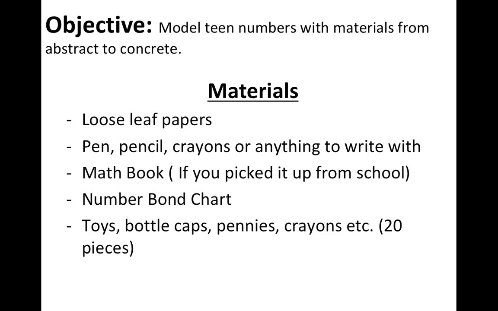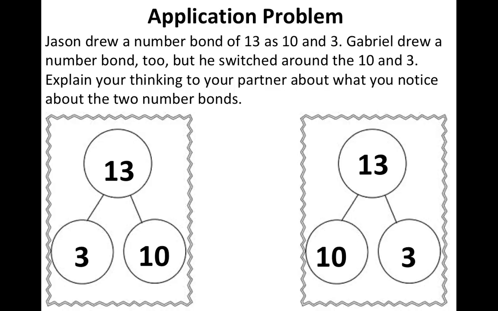Going back to the objective, what I mean by teen number is the numbers that have the word teen in it. For example, when I say 13, you can hear the word teen in that number. So those are called teen numbers: 13, 14, 15, 16, 17, 18, and 19. Those are teen numbers because those are the numbers that have teen in them. So let's move on to our application problem.